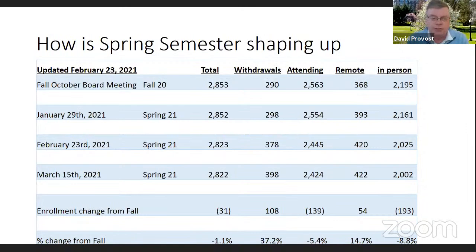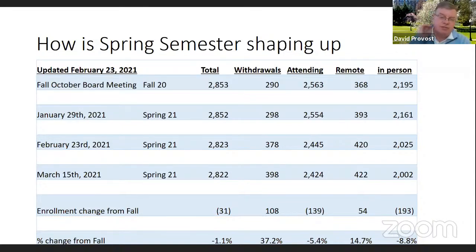This is the evolution. The first line is the total number of students, corresponding withdrawals and remote from the fall semester that were presented at the October board meeting. On January 29th, when we presented to the board, we felt pretty good that spring was exactly in line with where we landed in the fall. And when we moved to opening up this February, we were encouraged to see roughly the same numbers, 290 withdrawals versus 298, and 393 remote versus 368.